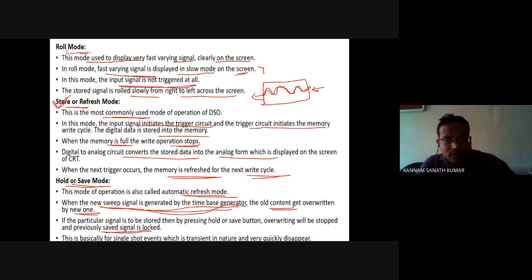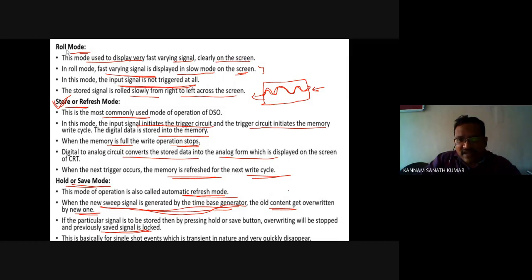So that means if you want to see the previously saved data, you should press the hold and save button. Okay, so when you press the hold and save button, what happens? Whatever overwriting data is there, overwriting will be stopped. Okay, and whatever the previous data was will be locked in hold and save mode. So this is basically for single shot events, when a signal is transient in nature and quickly disappears.